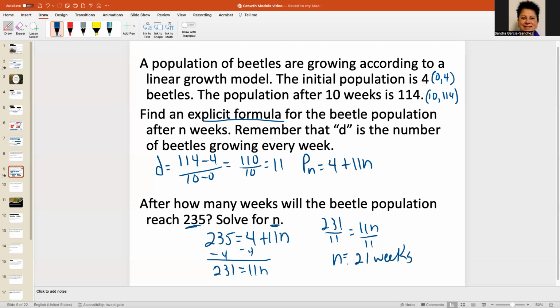So when it asks you when, we're talking about time, we have to solve for n. And that's the way to do it. It's an equation, so we use a little bit of algebra.